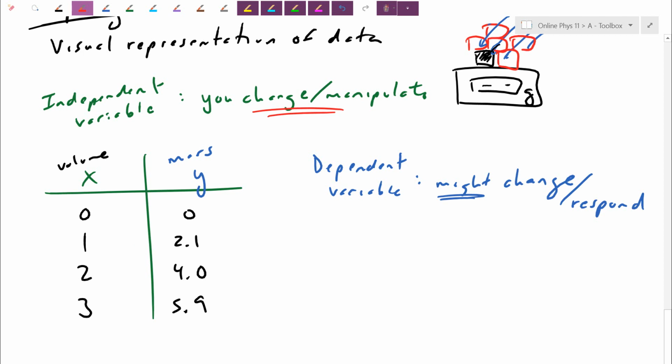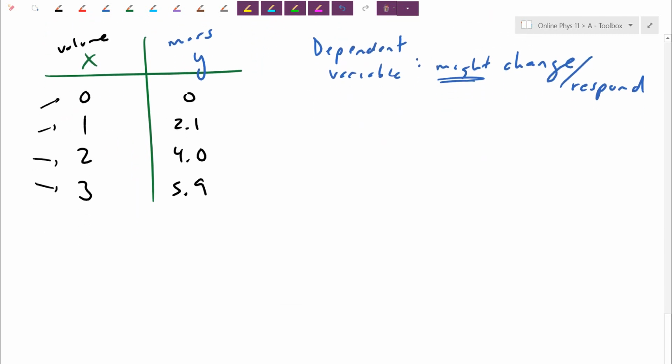This time, I definitely see a correlation. I've only taken a reading at 0, 1, 2, and 3. Could I have put 1.5 blocks on or 2.5 blocks on? Of course I could have. That's what graphs actually do better for you.